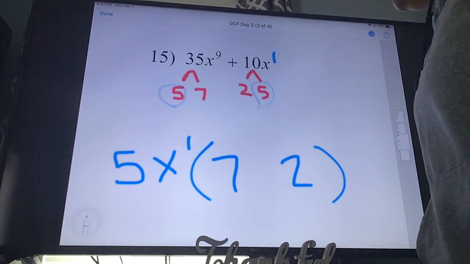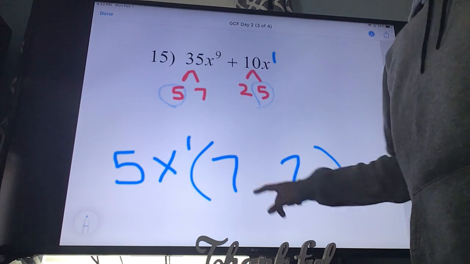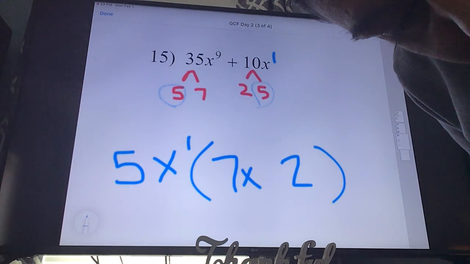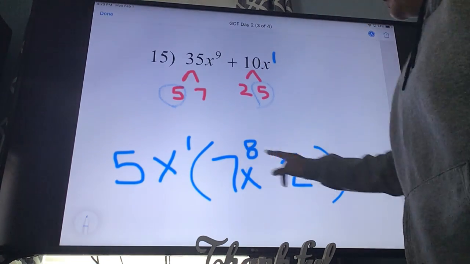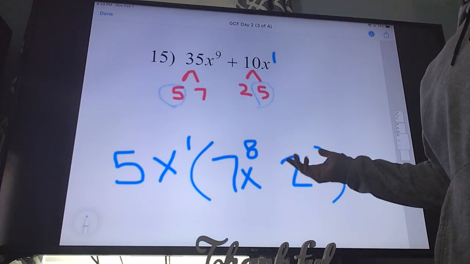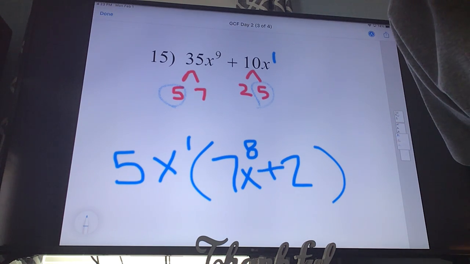X to the 1. So if he had 9 and I took 1, how many is he going to have left? He's going to have 8, so x to the 8. Well, if he had 1 and I took 1, how many is going to be left? He's not going to have any money left. And so then you fill in your plus sign.